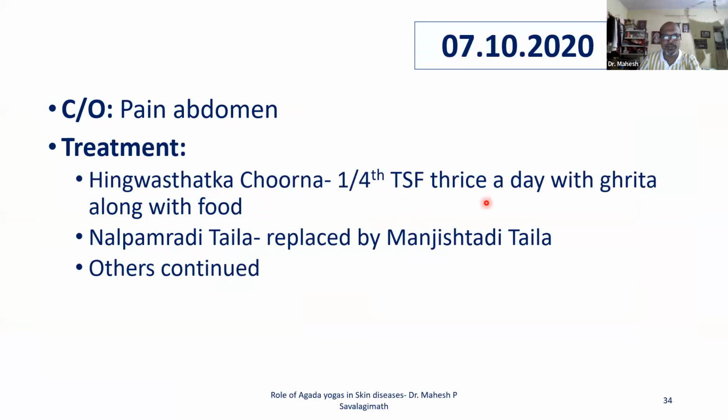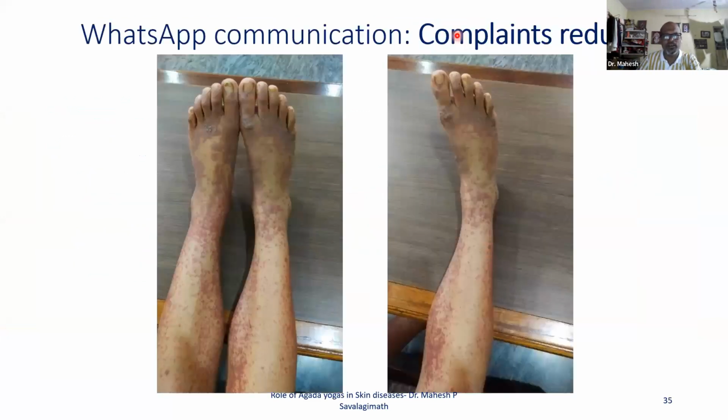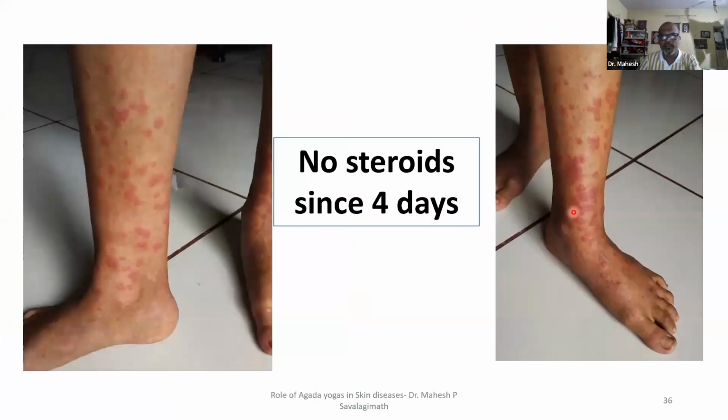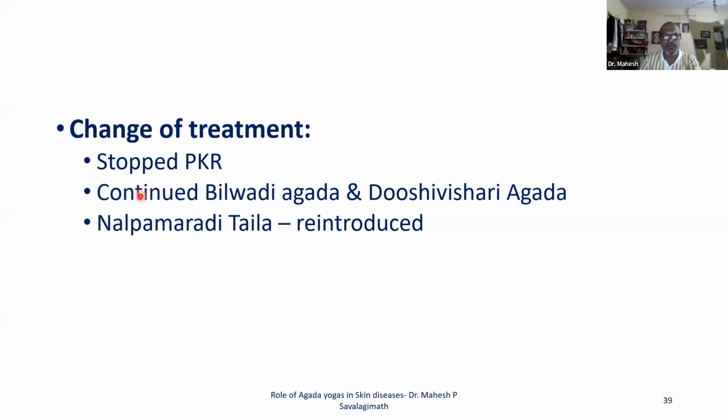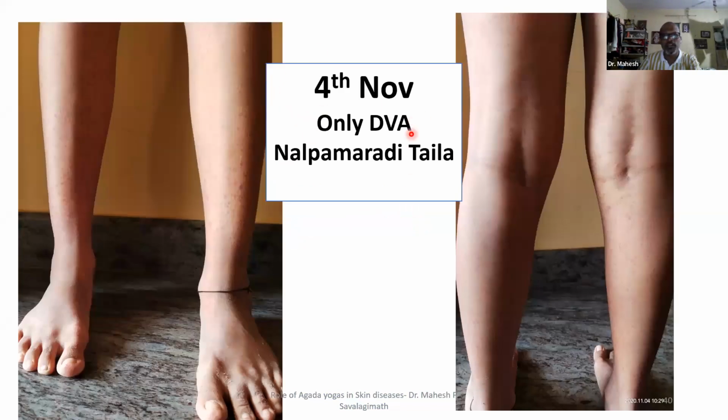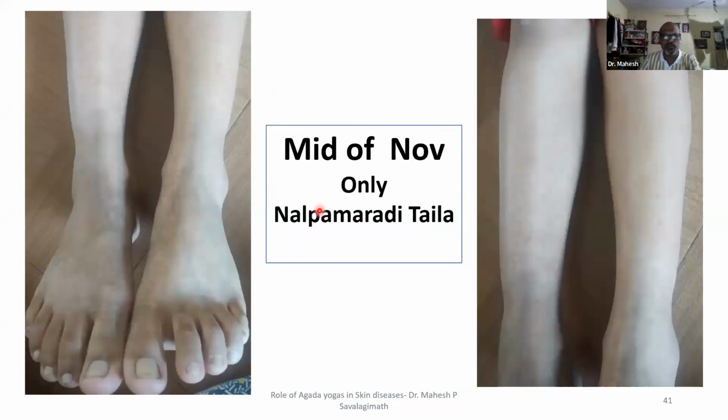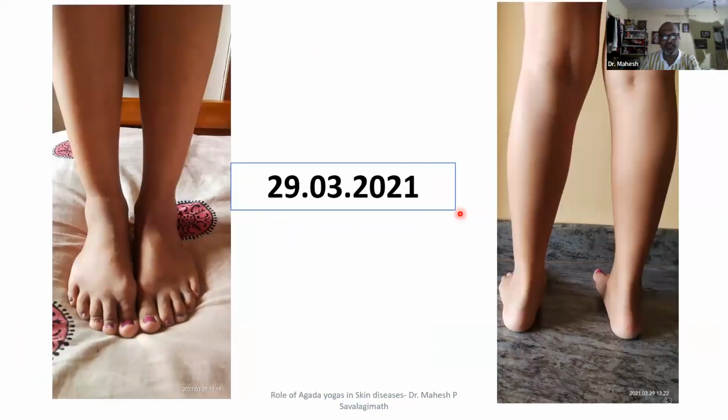In between she had pain in the abdomen, and for that purpose as SOS we gave Hingvashtaka Churna, and Nalpamaradi was replaced with Manjishthadi Taila. I'm very fortunate to have very cooperative patients. Whenever I ask them, they send photographs through mail or WhatsApp. This is on WhatsApp. You can see 4 days, no steroids since 7 days. We stopped the Kashaya, Bilwadi and Dushivisha were continued. Nalpamaradi was reintroduced. See, 4th November, only Dushivisha and Nalpamaradi are there. Mid of November, only Nalpamaradi is there. Then 22nd January, 29th March.